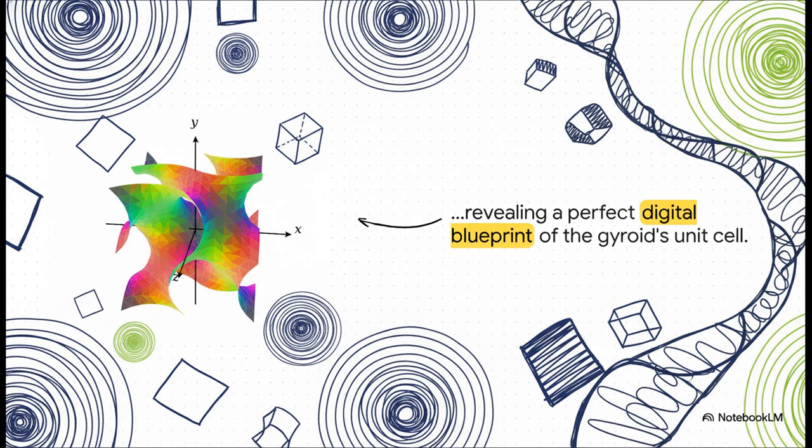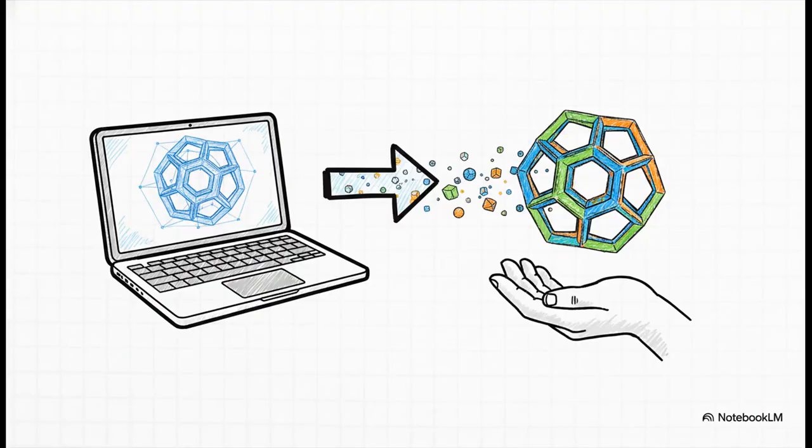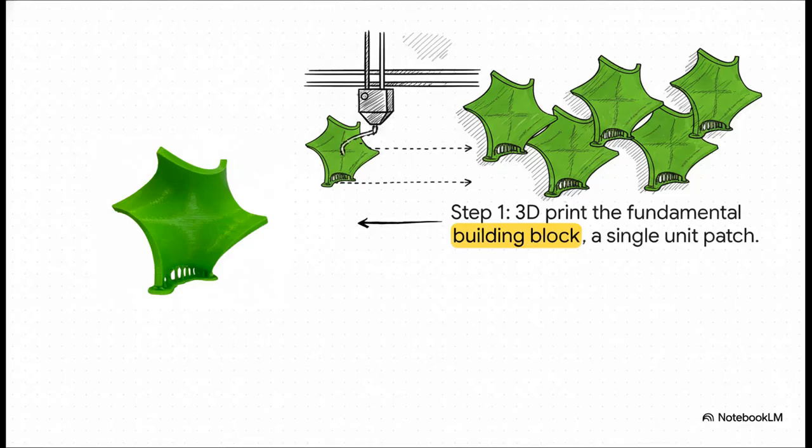It's just incredible. Okay, so having a digital model is one thing, and it's super cool. But there's a special kind of magic in actually holding mathematics in your hands. So let's see how this digital blueprint becomes a physical object that we can actually touch and explore. So the process starts with 3D printing. But you don't print the whole thing at once.